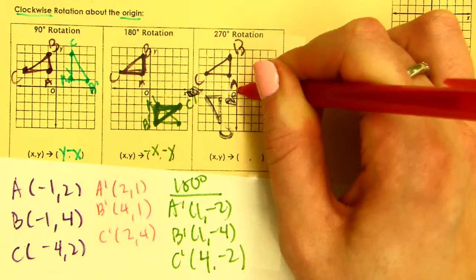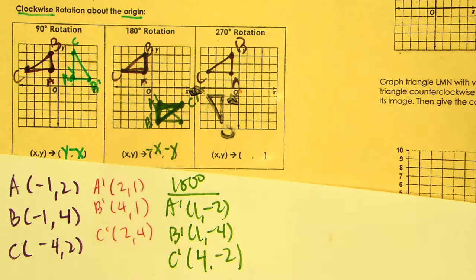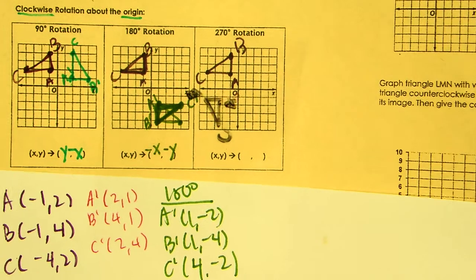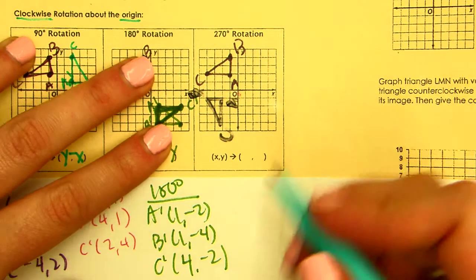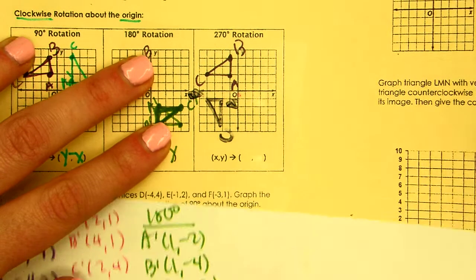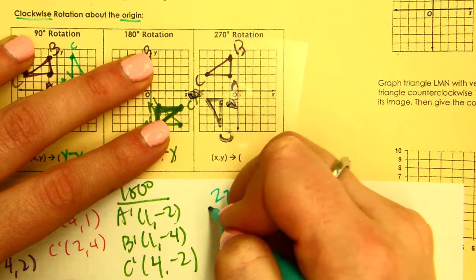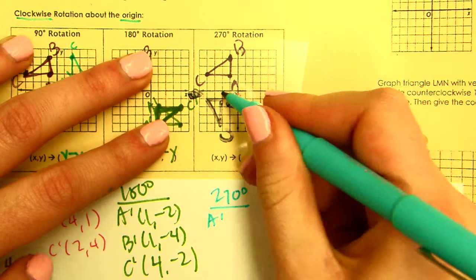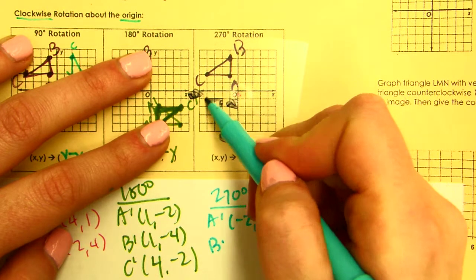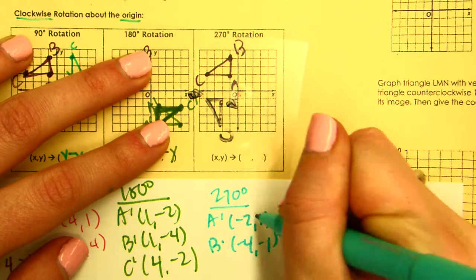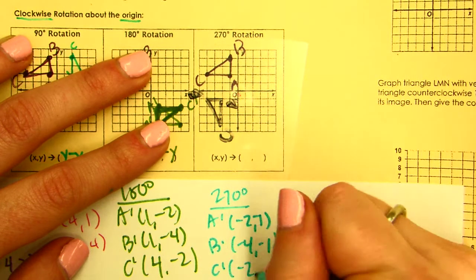So for 270, let's list our new coordinates. I don't want to move any of this. You can't see because that's on top. There we go. So for 270, my new coordinates, A prime is at negative 2, 1. B prime is at negative 4, negative 1. Sorry, that's at negative 2, negative 1. And C prime is at negative 2, negative 4.